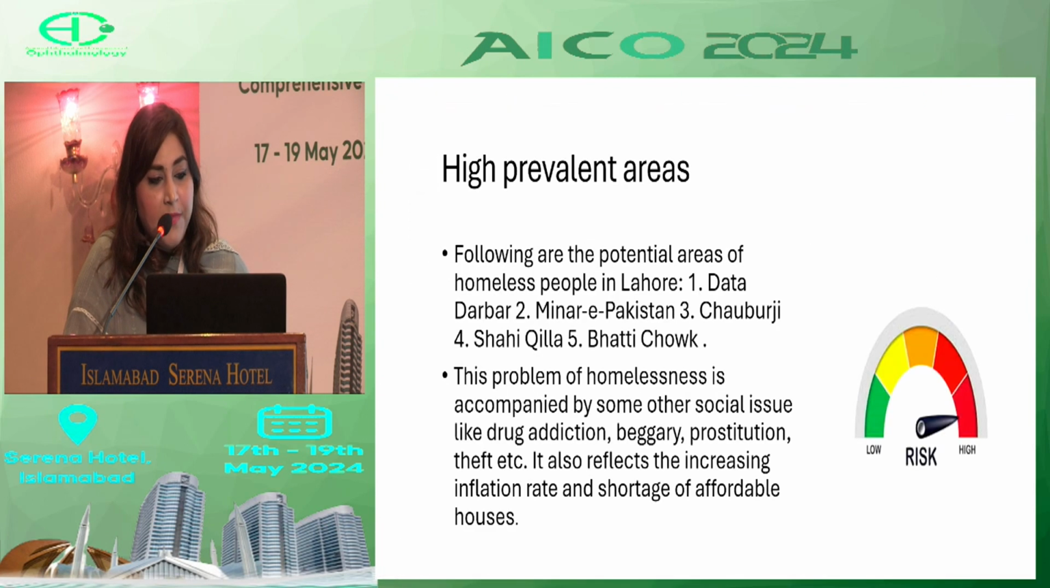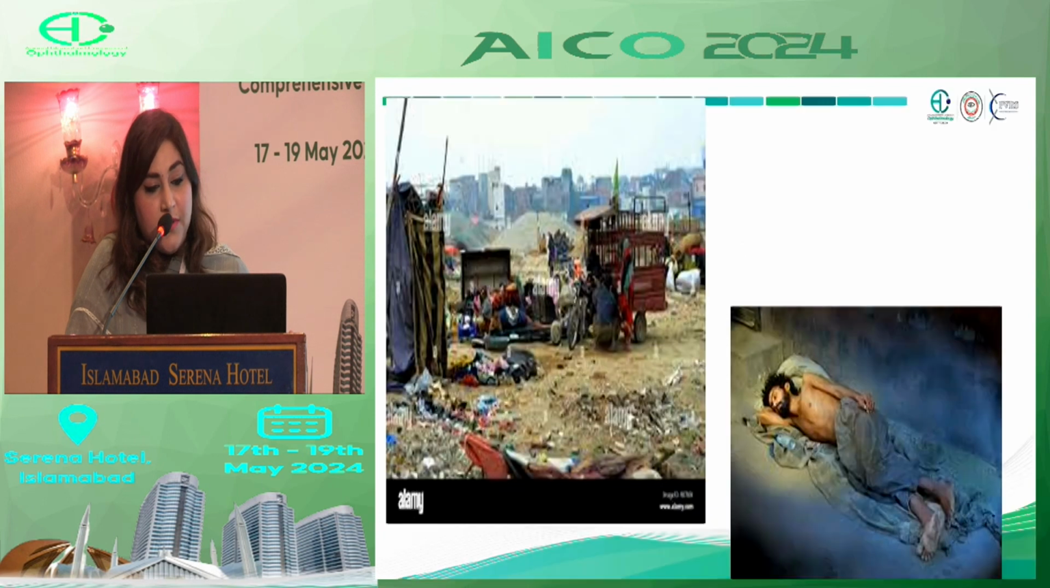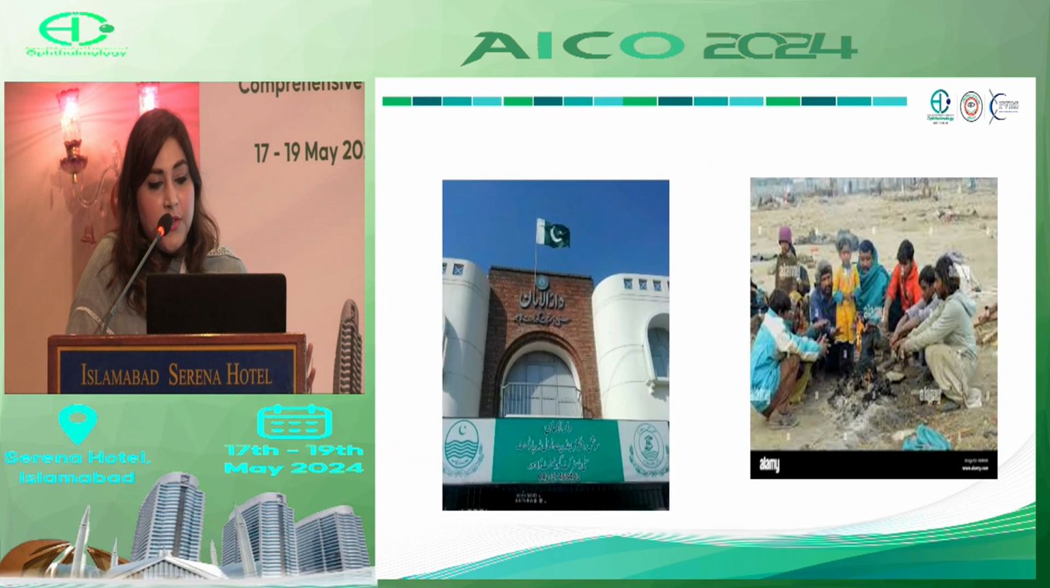That is very important. According to a study, the areas with the highest prevalence of homelessness are Data Darbar, Minar-e-Pakistan, Chauburji, Shahi Qila, and Bhatti Chowk. This problem of homelessness is accompanied by other social issues like drug addiction, begging, prostitution, and theft, and it also reflects the increasing inflation rate and shortage of affordable houses. So the people living in such unhygienic and poor conditions are facing many barriers in their mental and physical health care. These are the different places. We gathered our data from shelter homes, Darul Aman, roadsides, and people living under the bridges in Lahore in the areas of highest prevalence.